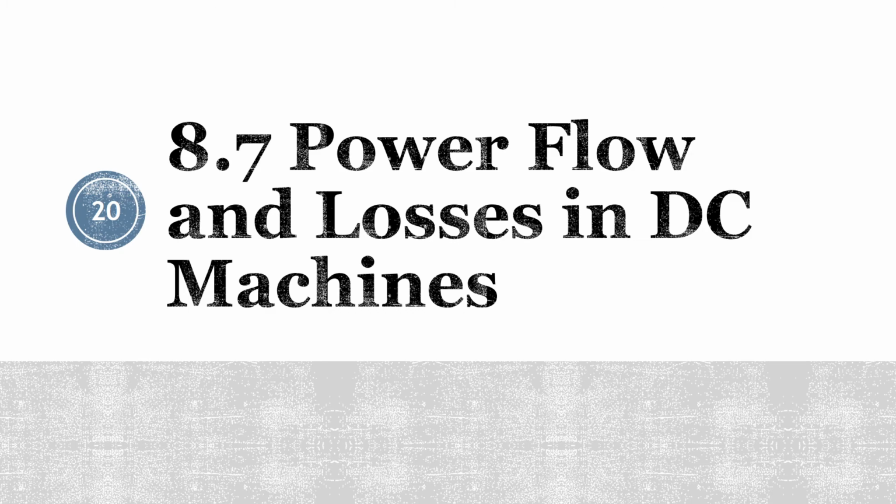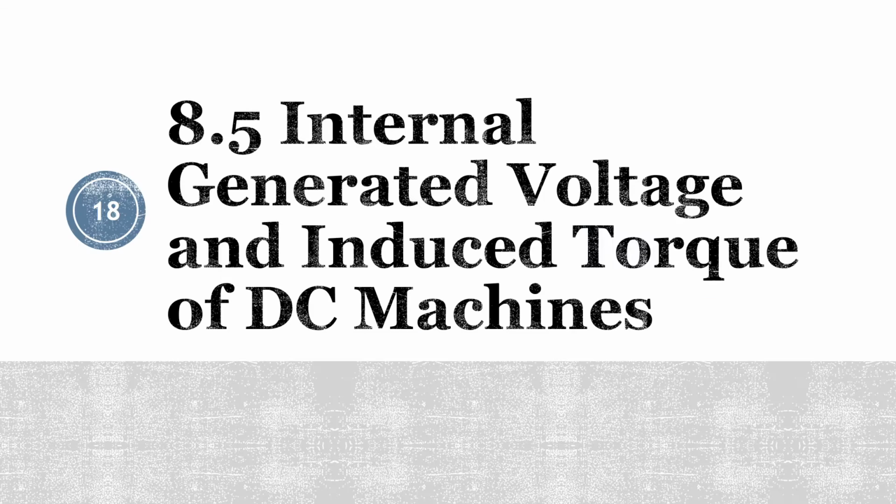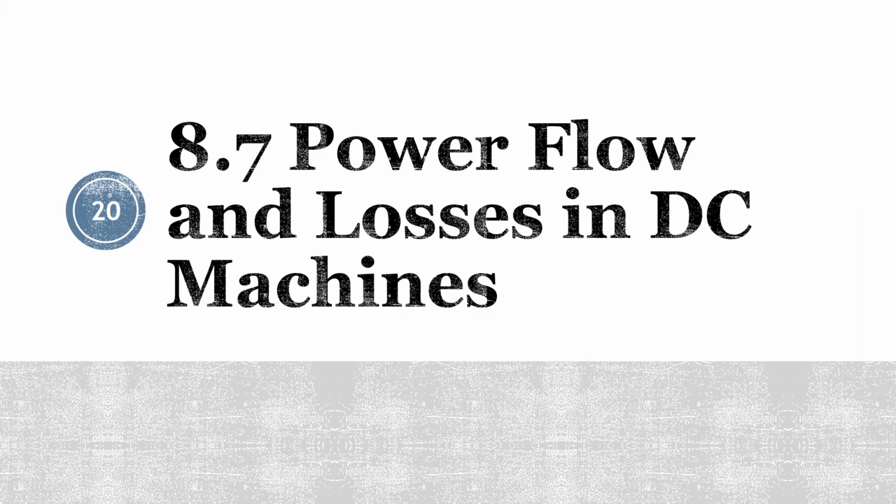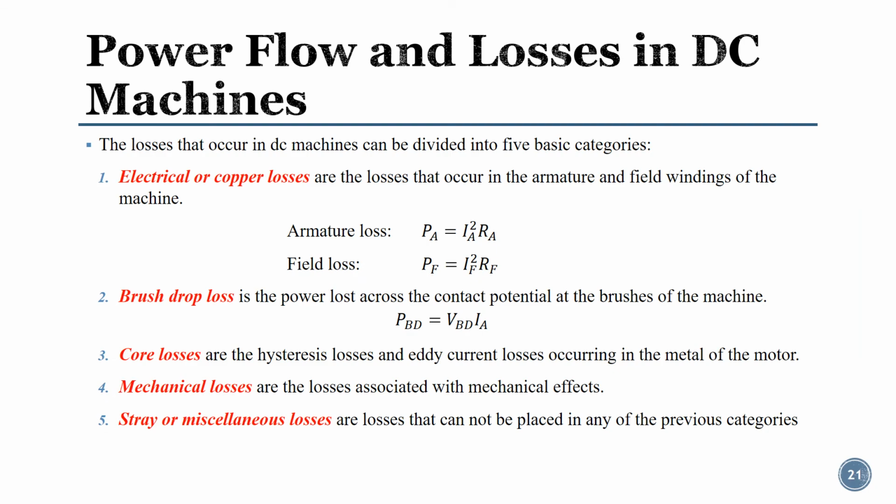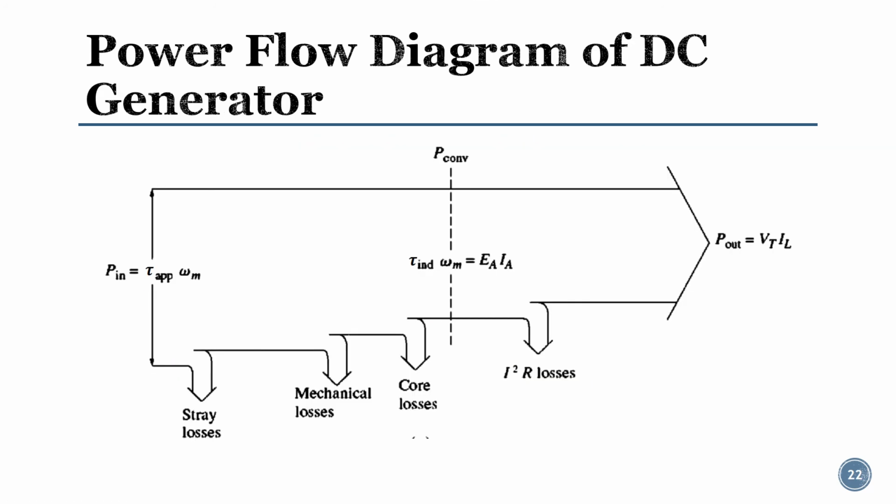Again, as I said earlier, I am not digging into more details of these concepts because we have learned similar things earlier on. Now let's look at the power flow and losses in DC machines. For example, the generator case: we have input mechanical power that we want to convert to electrical power. The input power is equal to the applied torque multiplied by the angular velocity.